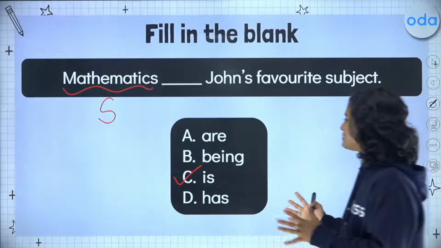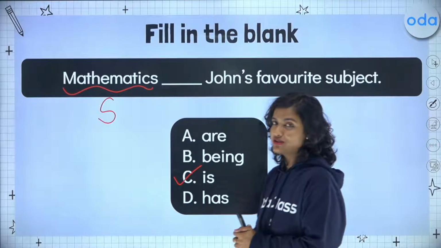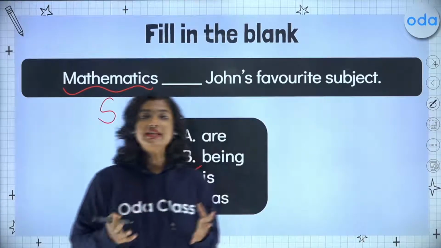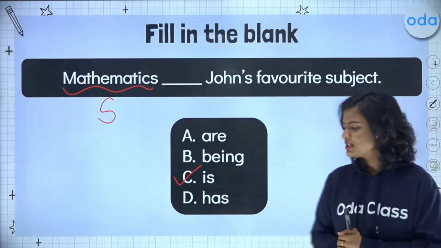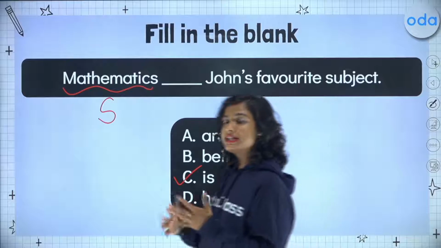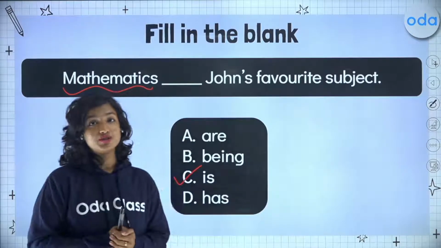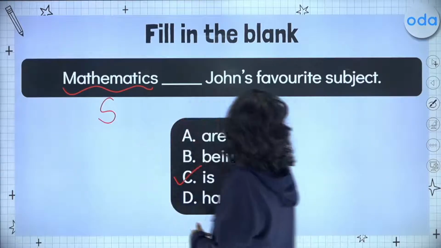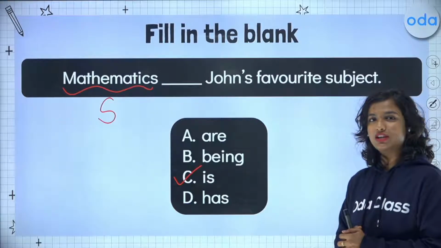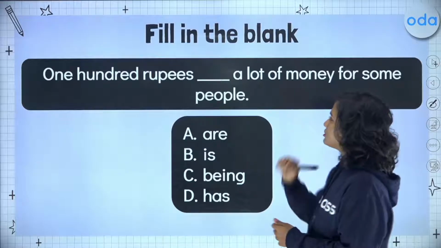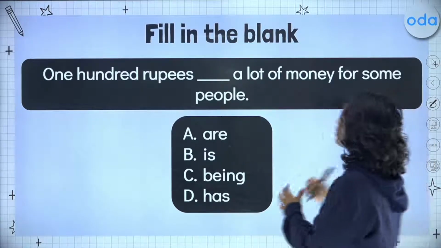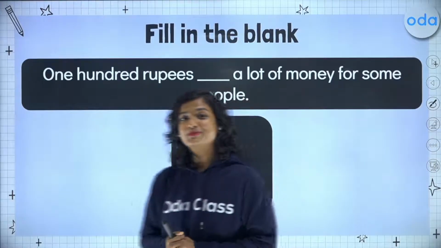So this brings us back to the irregular verbs I was talking about, right? "To be." We do not have to worry about the S at the end in this situation because "to be" takes a different form for every subject. So mathematics is John's favorite subject. Let's take one last example for now. "100 rupees blank a lot of money for some people."